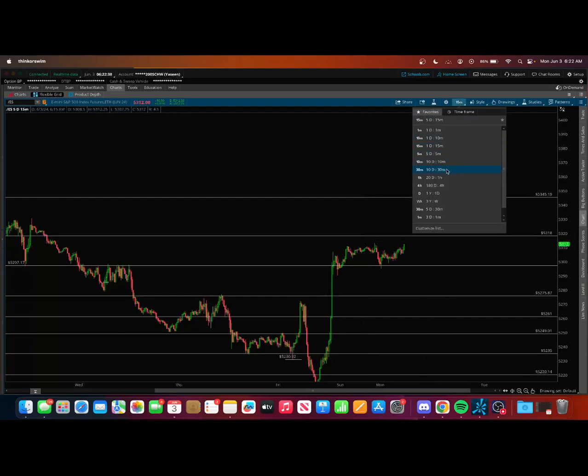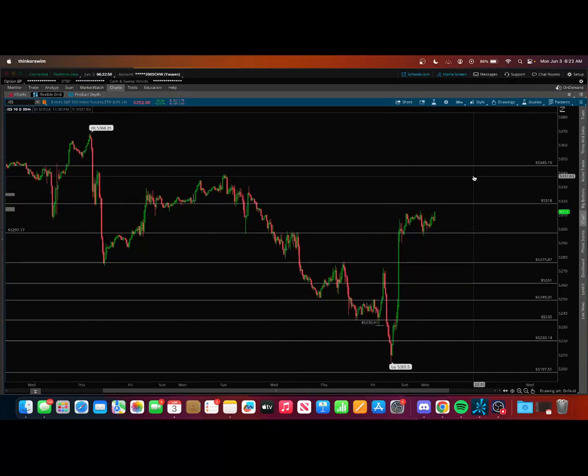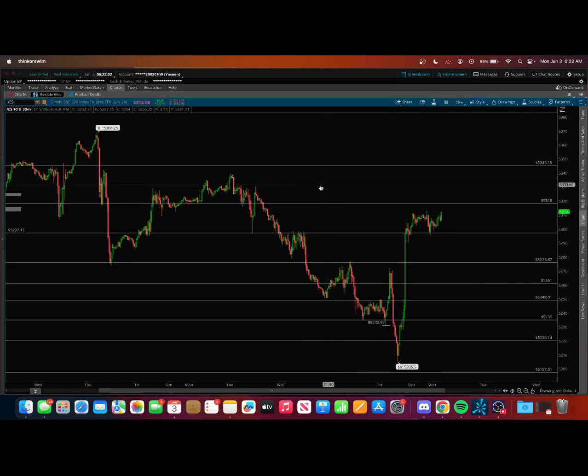If we go to the 30 minute, for example, you can spot it more easily. The first target I'm looking at over 53.13 is 53.18, and then I'm looking at somewhere, not necessarily 53.45. That would be like a final extension. I'd be looking somewhere in this area.